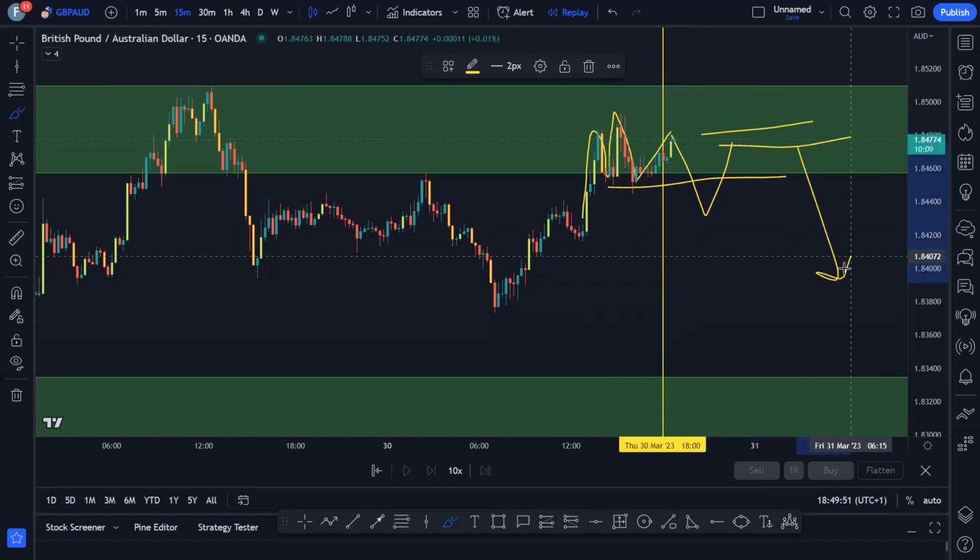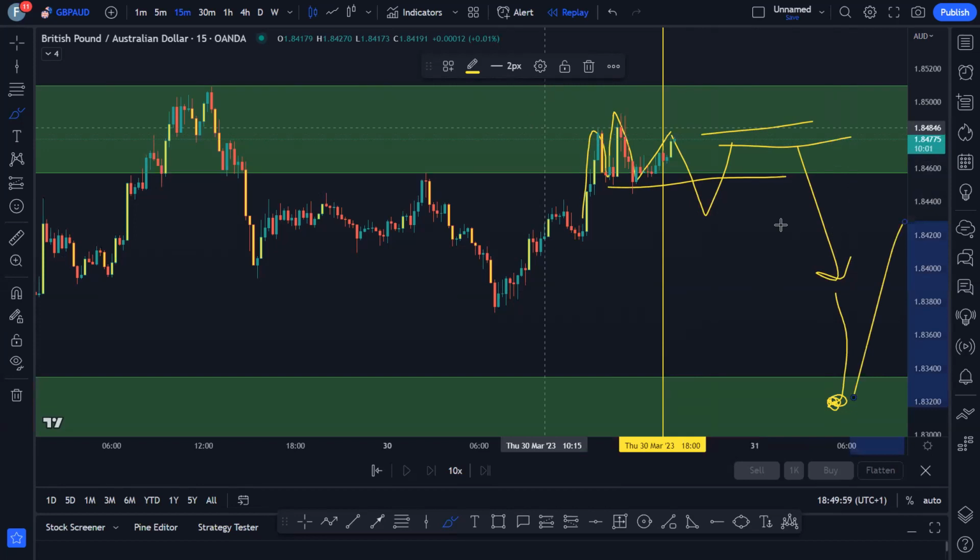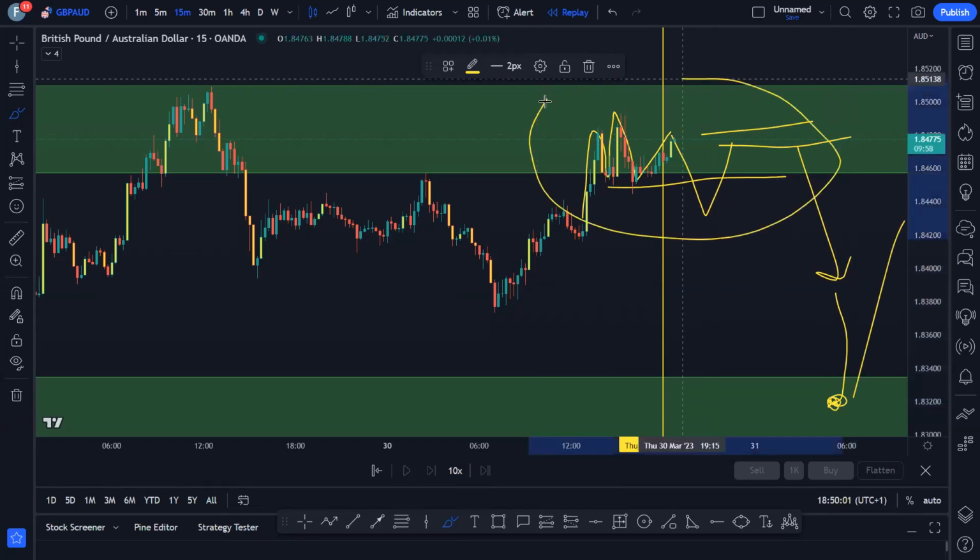And then if you are selling into that demand zone, you now start looking for your buy opportunities. Now, this particular setup here is a counter trend setup. And you know that counter trends are a bit more risky. All right. So you want to be very careful with your risk in taking this particular trade.